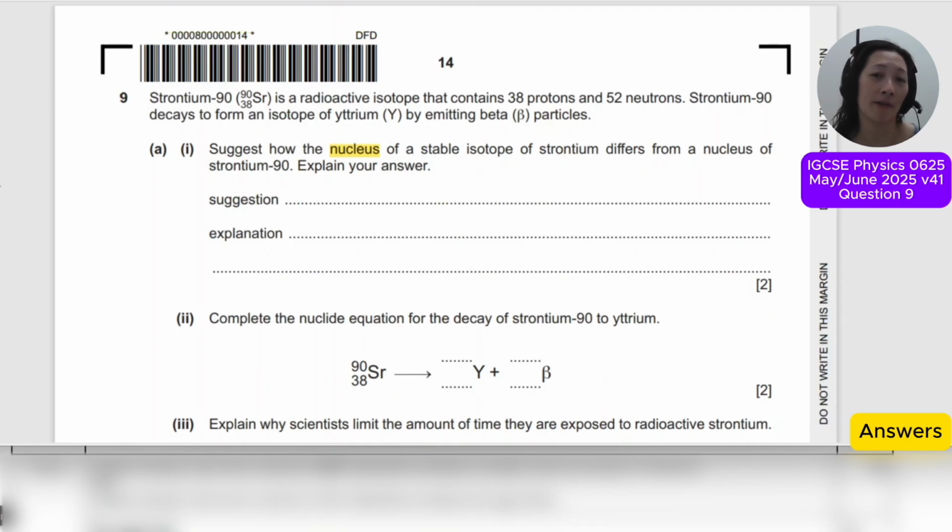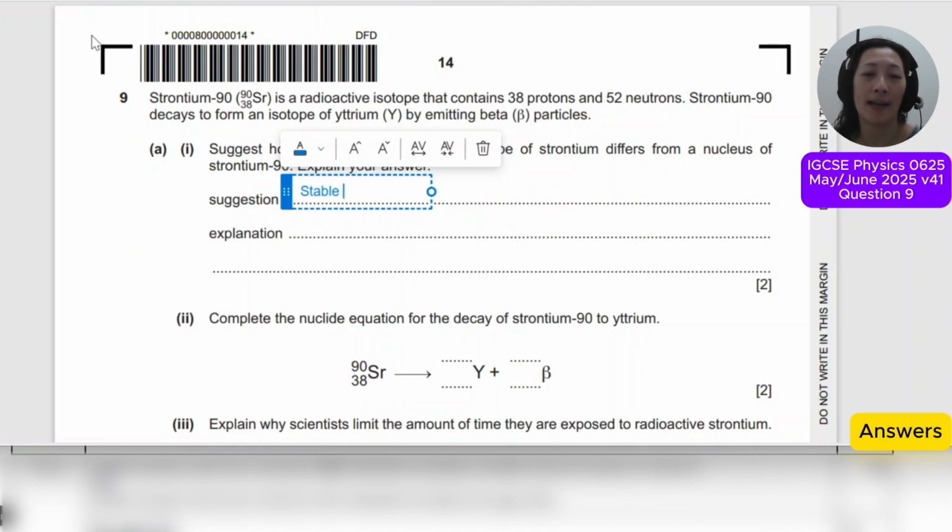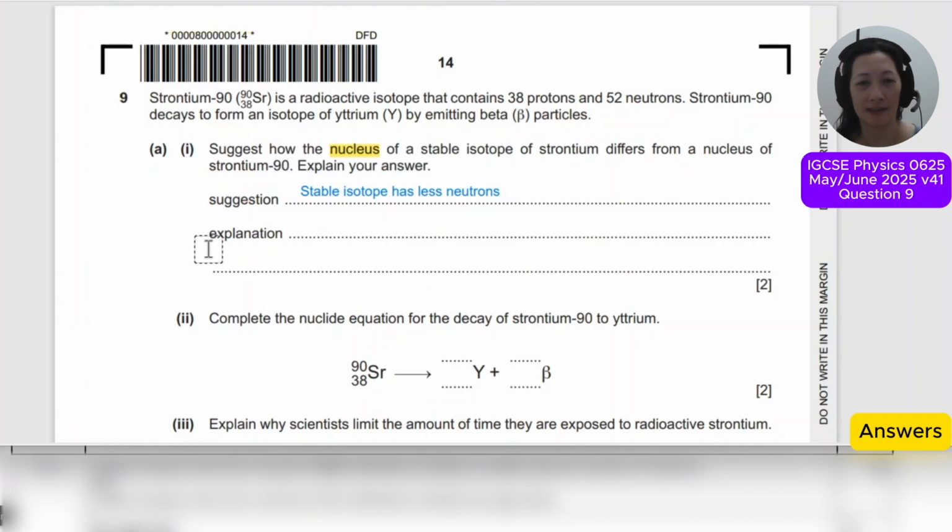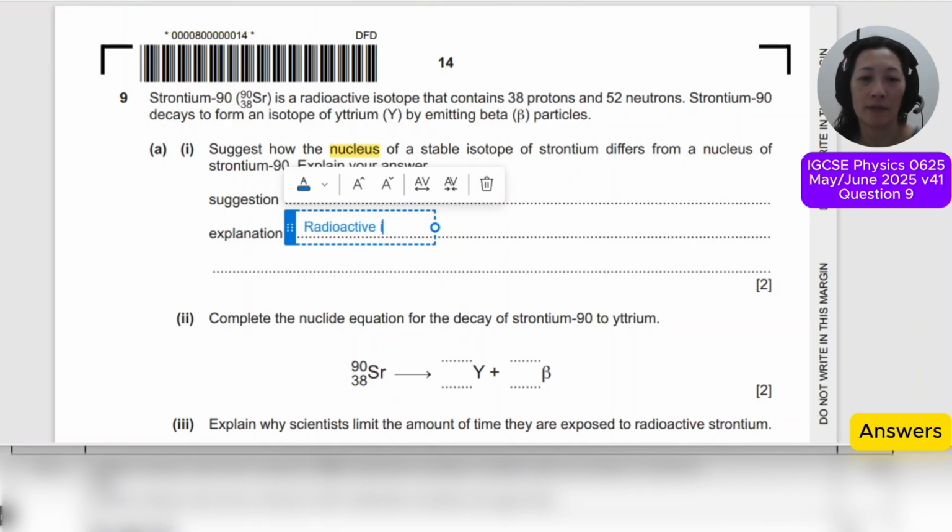Now remember that the nucleus of a radioisotope has excess neutrons, and these excess neutrons are what makes it unstable. The question is asking us to suggest how the nucleus of a stable isotope of strontium differs. So you need to talk about the stable version and not the unstable version. So the unstable version has excess neutrons, so we can write that the stable isotope has fewer neutrons. And the explanation for this, let's talk about the unstable version here. Radioactive isotopes, I'm going to write this in full because the question used the term, radioactive isotopes have excess neutrons.